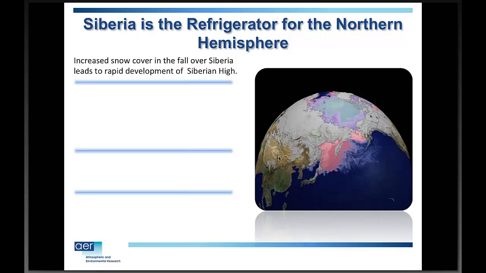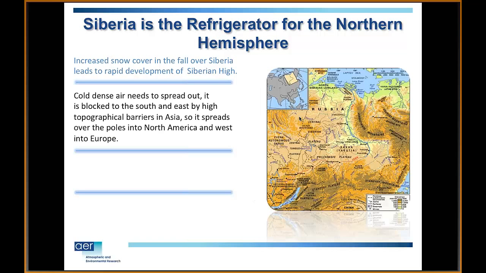So our thinking early on was that Siberia serves as a refrigerator for the whole Northern Hemisphere. When snow cover increases over the fall in Siberia, the month that has the greatest increase is October, so you have a very rapid advance in snow cover. This cools the Earth's surface and helps develop a strong high pressure in the lower troposphere, and this really is the building of the Siberian High. So we have above normal snow cover that favors a stronger development of the Siberian High.